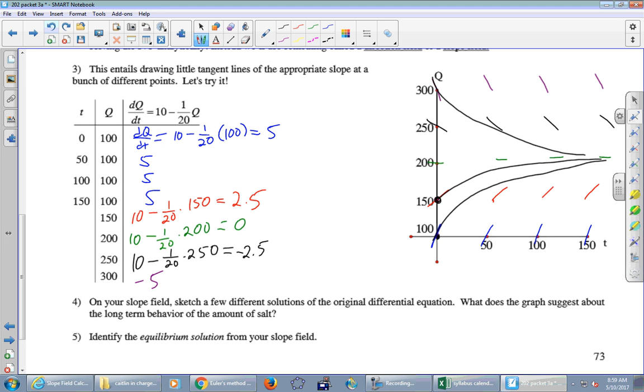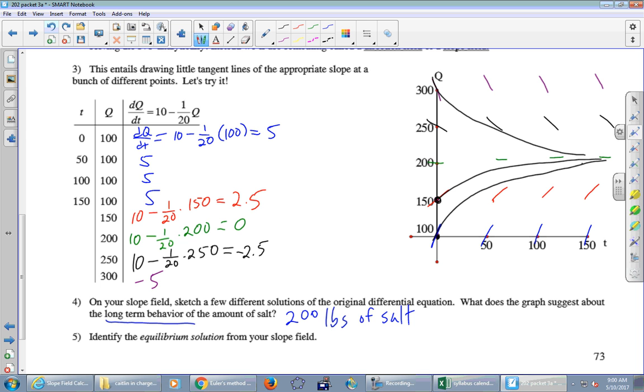And so what this says is that, as time passes, that's this horizontal axis, what is the limiting value for the number of pounds of salt in the tank? It's 200. Long term, if you just let a lot of time pass, we're going to get really, really close to 200 pounds of salt in the tank. Here it is, long-term behavior. 200 pounds of salt in the tank.